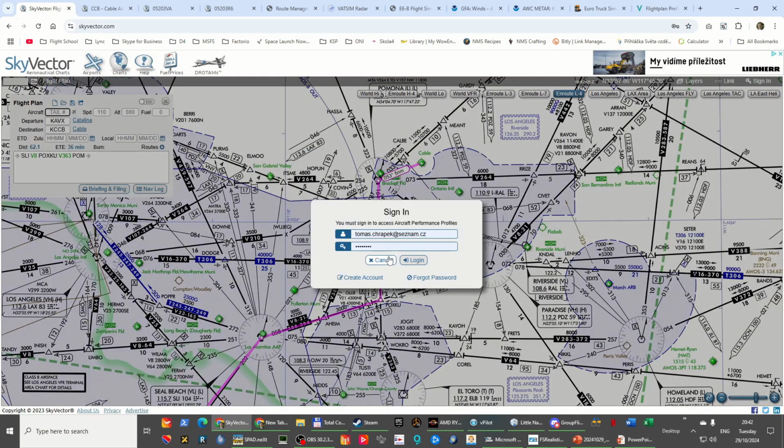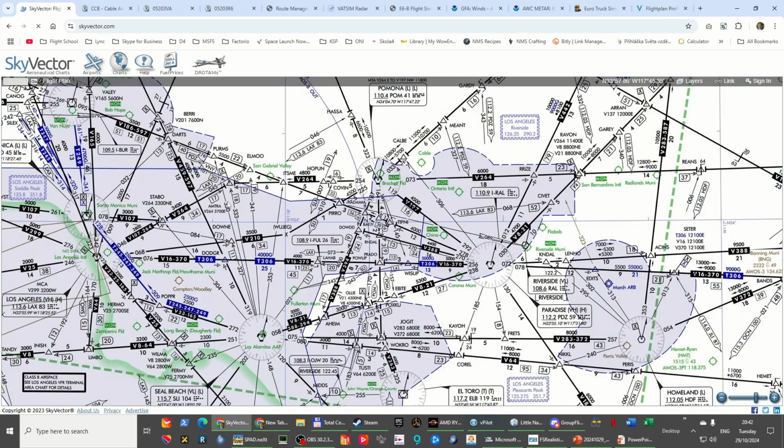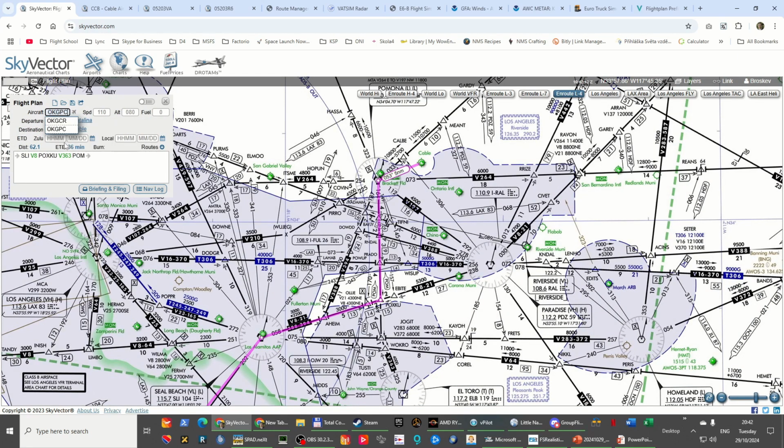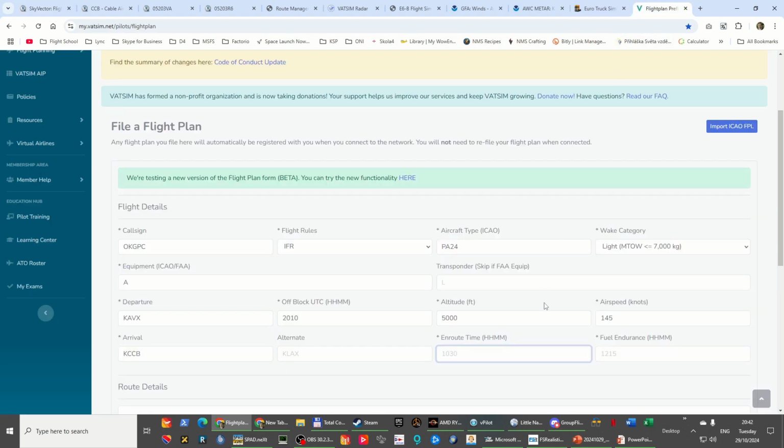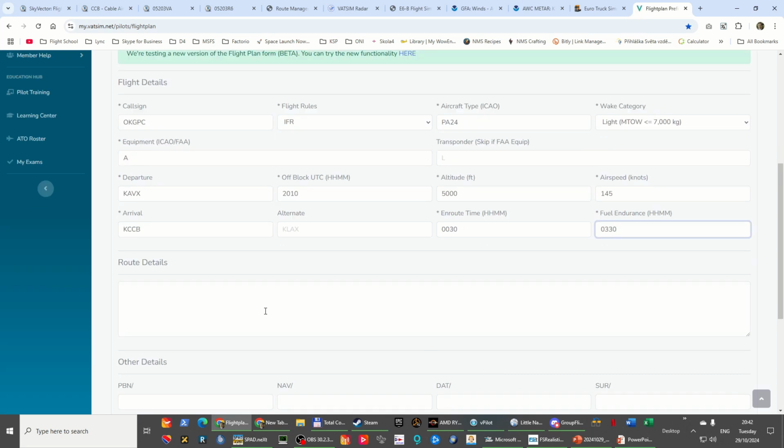All right, so let's do it like this again, and let's make it easier for me. 145, altitude 5,000, and then route time is 30 minutes. So 0030. Fuel endurance, I have a lot of fuel, so let's say 3.5 hours.